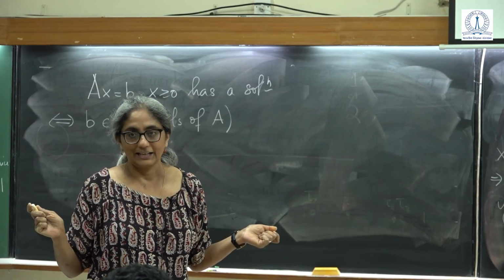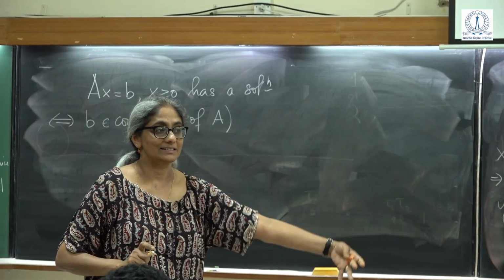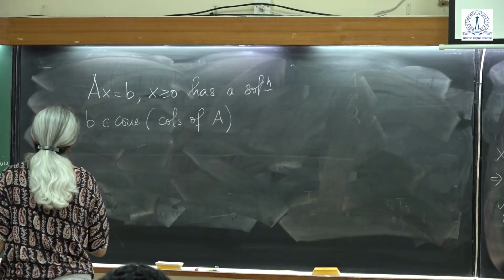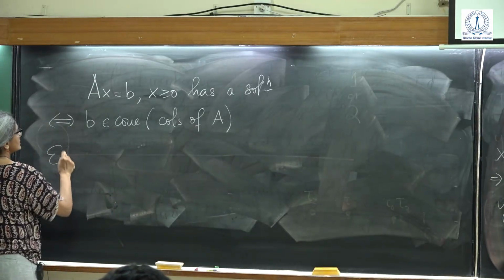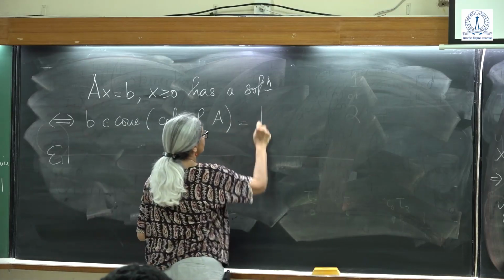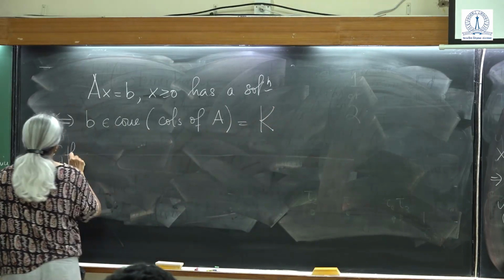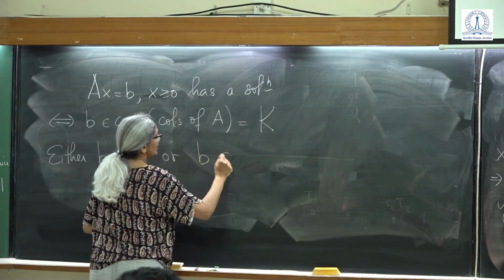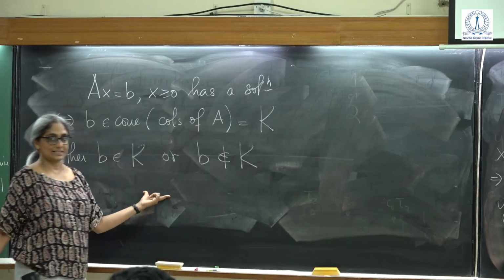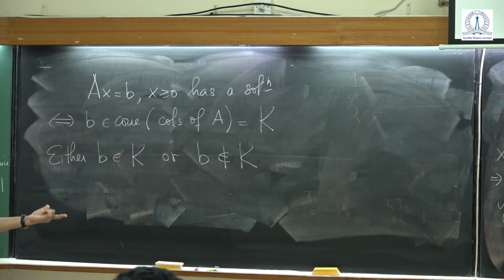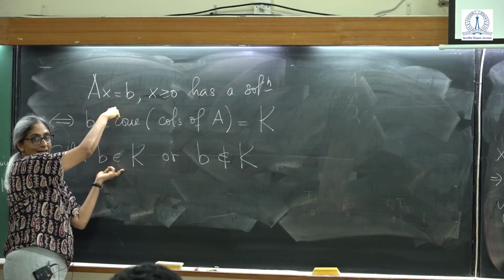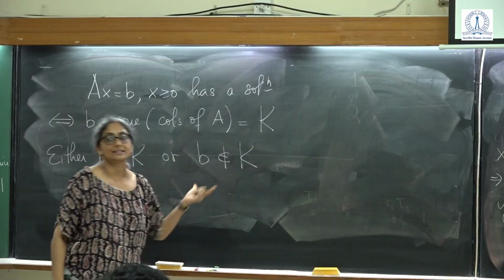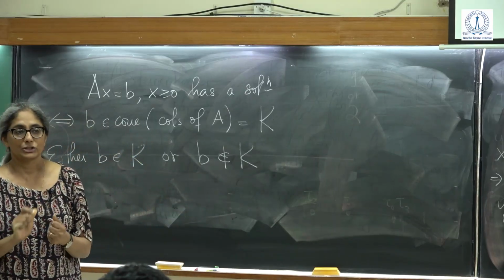Do you agree? If it's not, can you then say something in terms of the polar cone? So let's give this cone a name. Let's call this K. So either B is in K or B is not in K. Everybody okay with this statement? So if B is in K, this thing has a solution. So how do we express this in terms of the polar cone? So B is not in K.